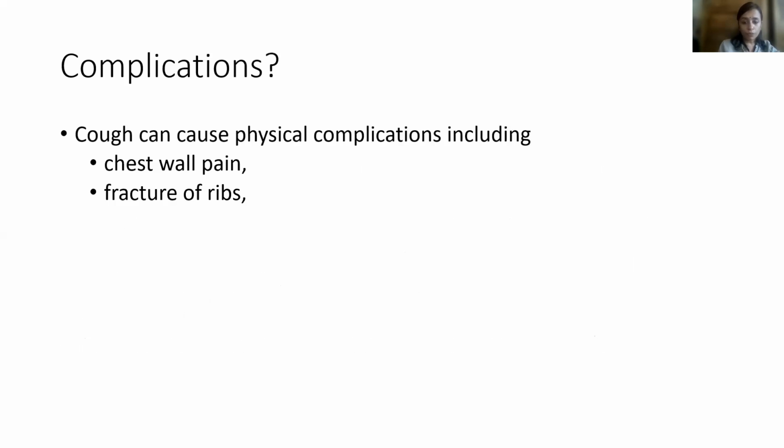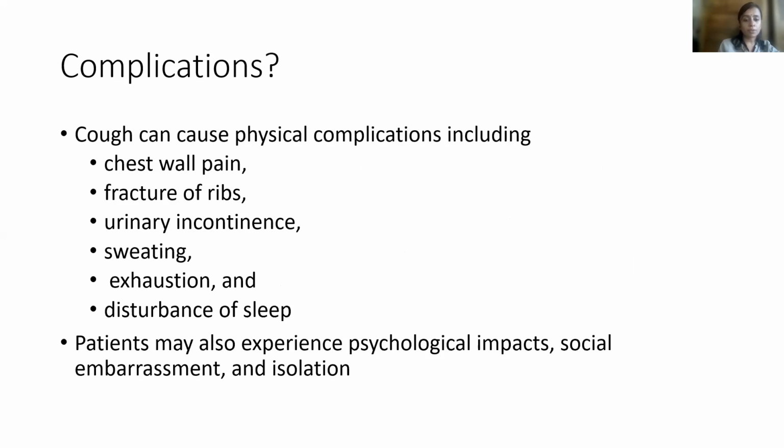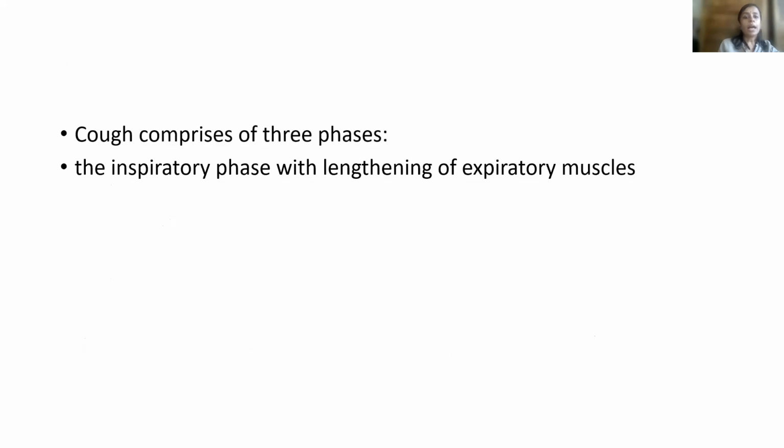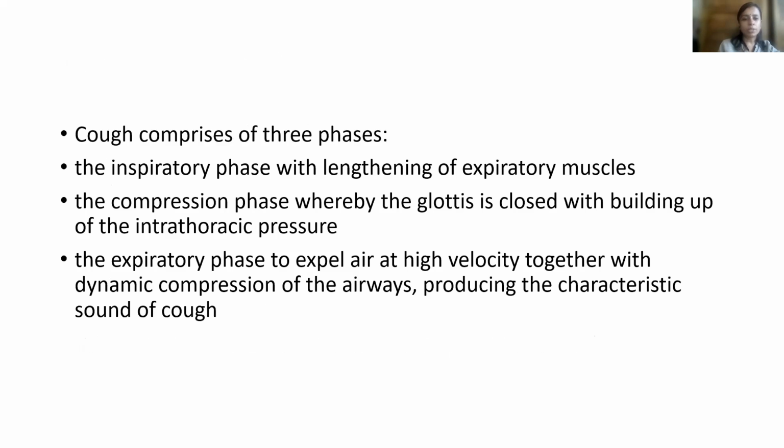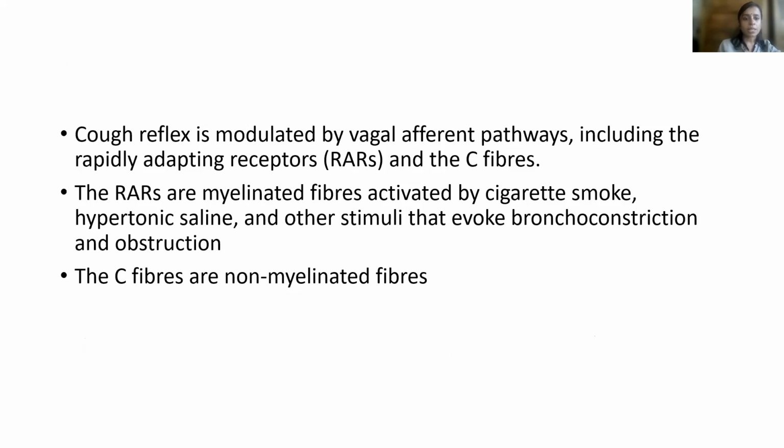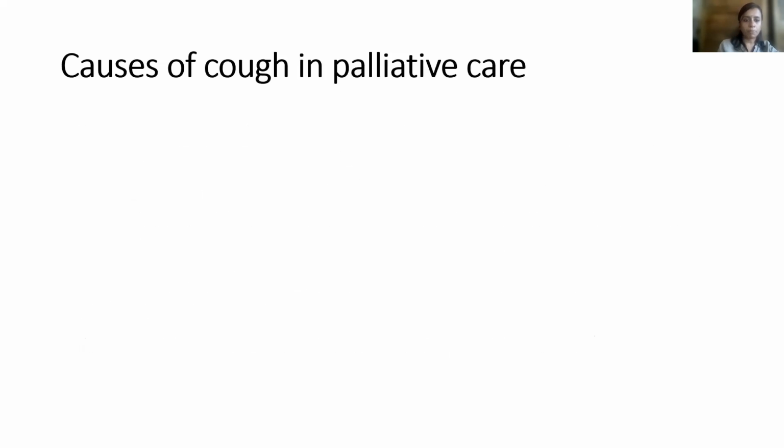It can cause a lot of complications, like pain, fracture of ribs in severe cough, incontinence of urine, exhaustion, and disturbance in sleep. And I'm not going into the detail, it has 3 phases. All this we might have learned a long time back in physiology. That is not needed. But you need to understand that cough is mediated through the C fibers. Where have we heard the C fibers before? We have heard that in pain. A delta and C fibers are involved in the pain pathway.